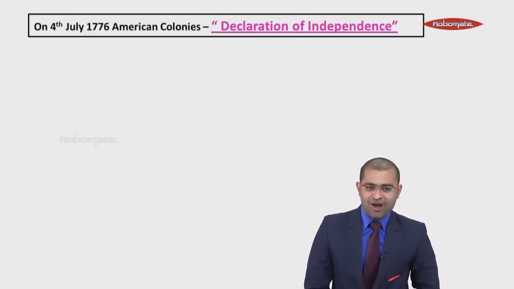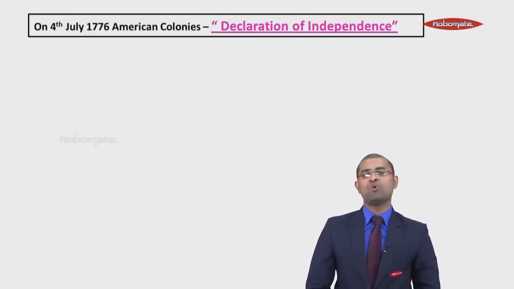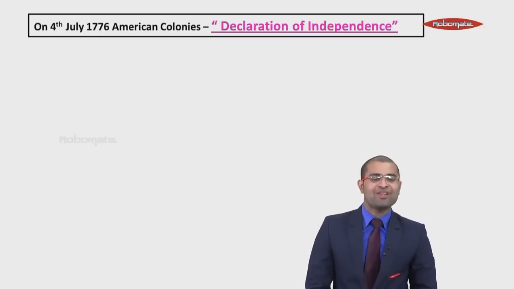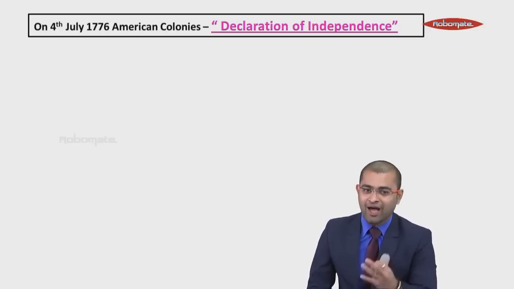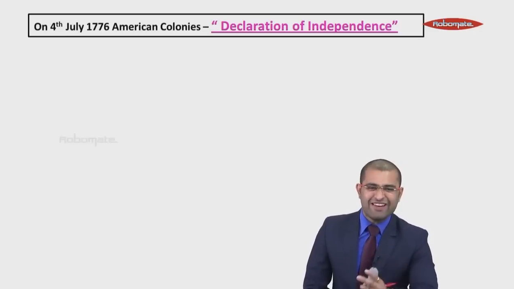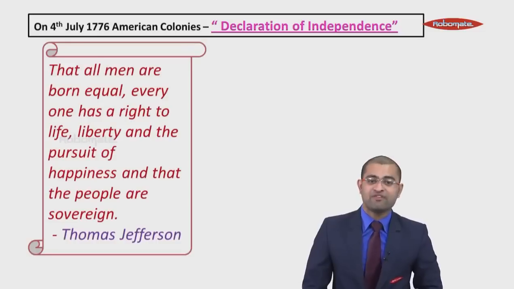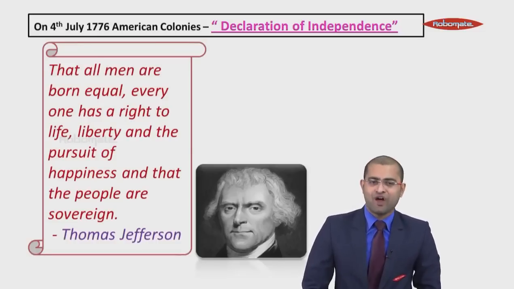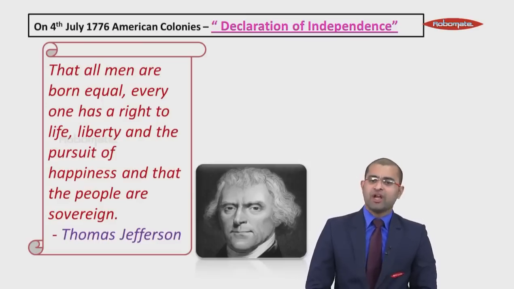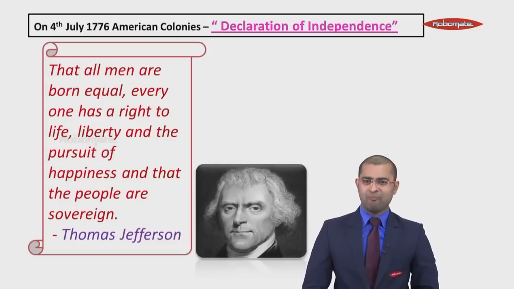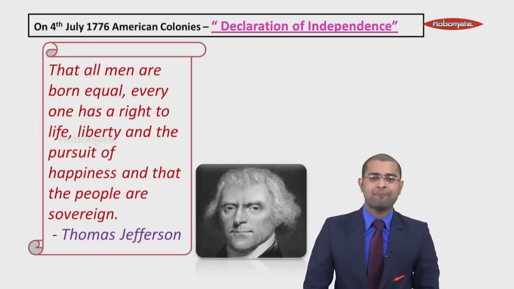Students, this revolt continued for almost half a decade. On 4th July 1776, the American colonists ultimately declared their independence, which was known as the Freedom Manifesto. Once they declared their independence, a beautiful declaration was drafted by Thomas Jefferson, saying that all men are born equal. Everyone has a right to life, liberty and pursuit of happiness.